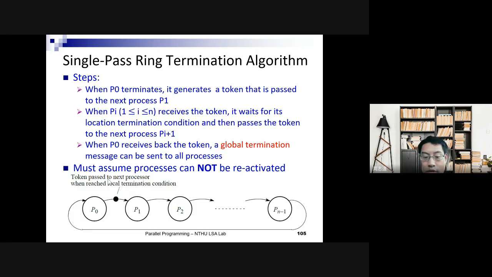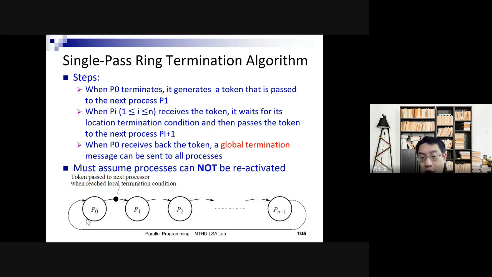So you can imagine, if we do this and so on and so forth, then when P0 receives the token again, that means every process has reached its termination condition. Since everyone reached their local termination condition, the whole program can finish. So P0 will then send out a signal. You can broadcast, or again, you can pass it by ring to notify every other process to finish or complete their execution.